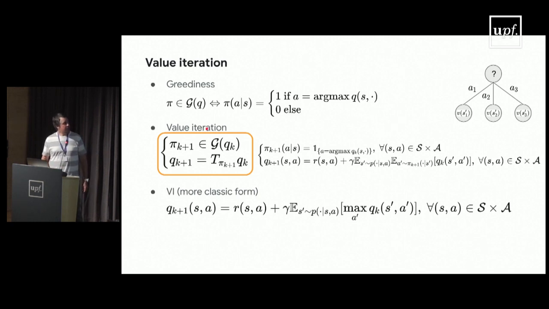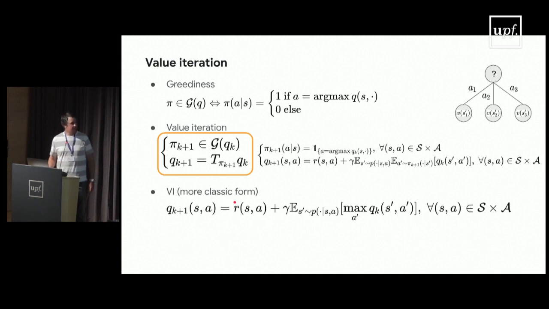And value iteration is an iterative algorithm, each iteration having two steps. The first step is to compute the greedy policy according to the Q function. This is called the greedy step. And the second step consists in applying the Bellman operator for this policy to the previous Q function. And this is called the evaluation step. Evaluation is maybe not the right word because you don't compute the full Q function of the policy. You just apply the Bellman operator once, but I'll talk about evaluation in this case.